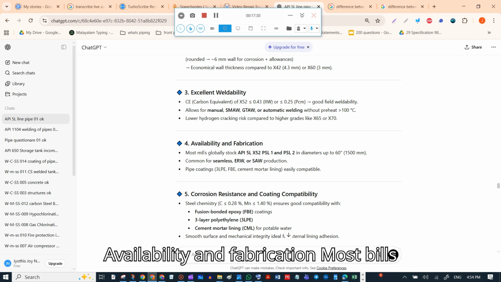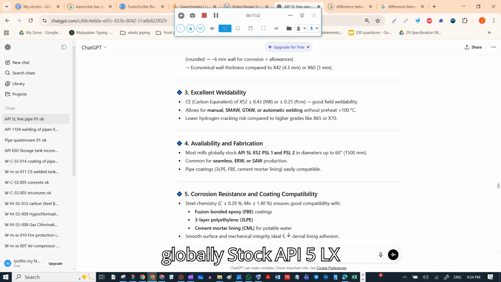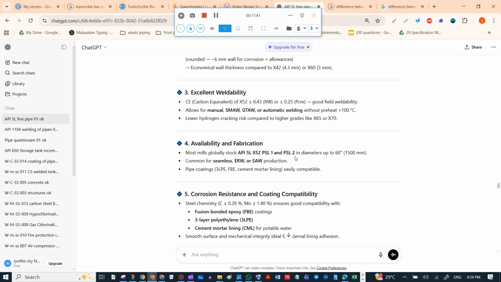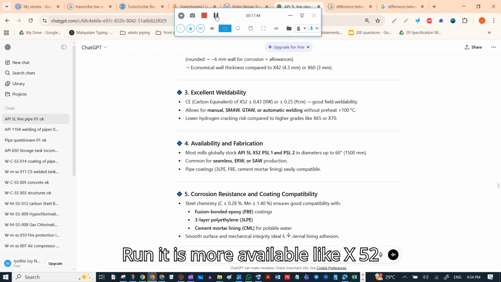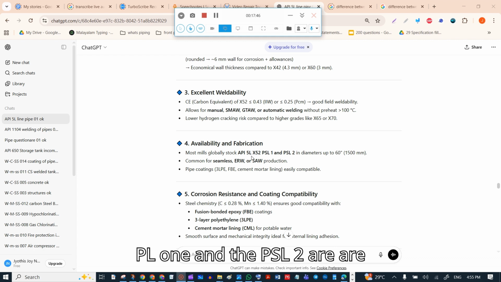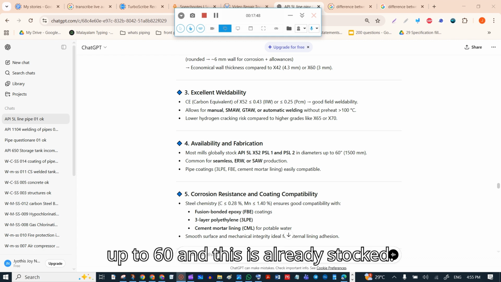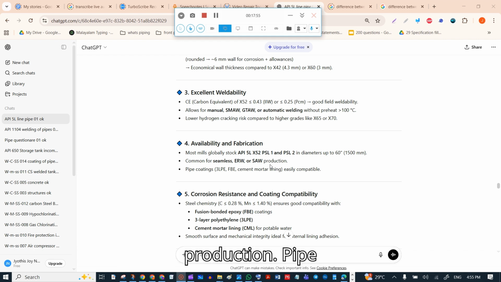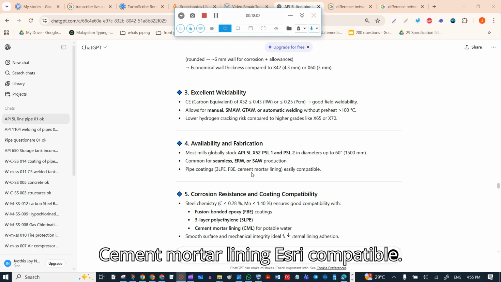Availability and fabrication. Most mills globally stock API 5L X52 PSL1 and PSL2 in diameters up to 60 inches. Common for seamless, ERW or SAW production. Pipe coatings like 3LPE, FBE, and cement mortar lining are easily compatible.